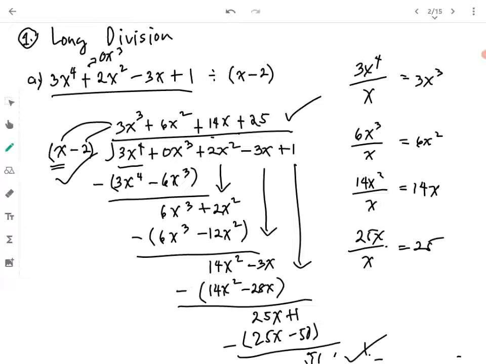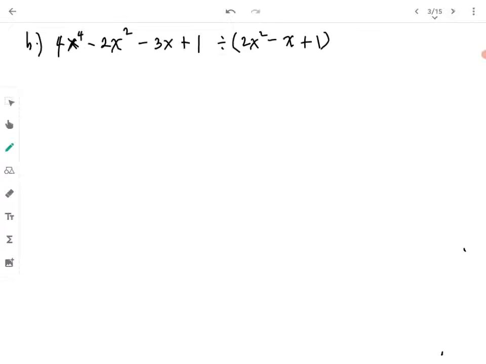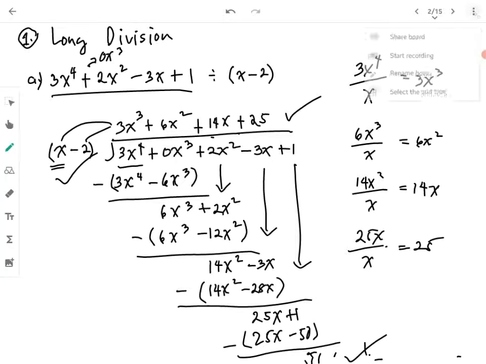So how do we write that formally? If we're going to write that formally, we have, let me write it here.